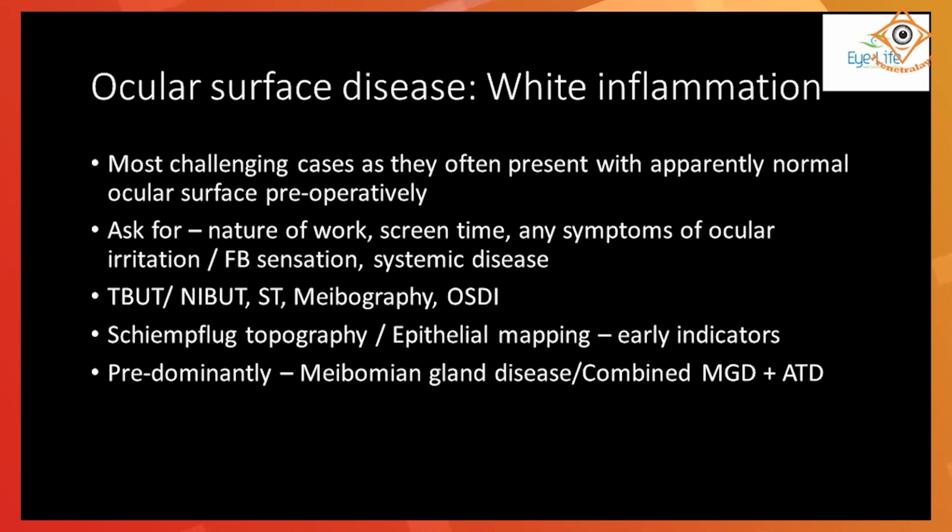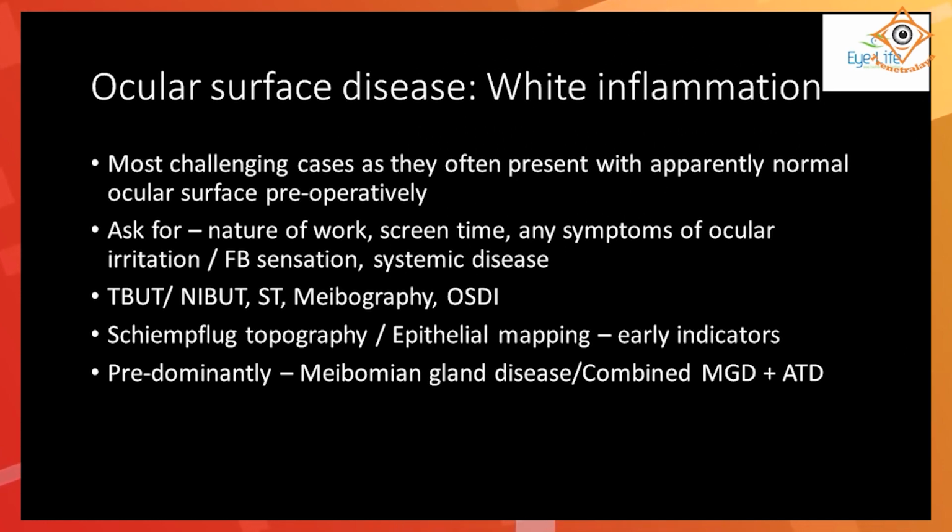The third situation is possibly the most difficult one, which is ocular surface disease with what I call white inflammation. These are the most challenging cases because they often present with an apparently very normal eye and just a cataract, and we think it's going to be a cakewalk. And typically 2 to 3 weeks post-op, they keep coming with the complaint, there is something in my eye, doctor, I don't know what has happened, what have you done during surgery. So no matter how unassuming the patient is, in each and every cataract, please ask for nature of work, screen time, any symptoms of ocular surface irritation, foreign body sensation, systemic disease, etc.